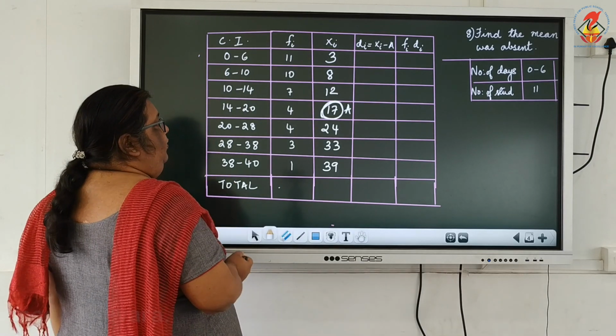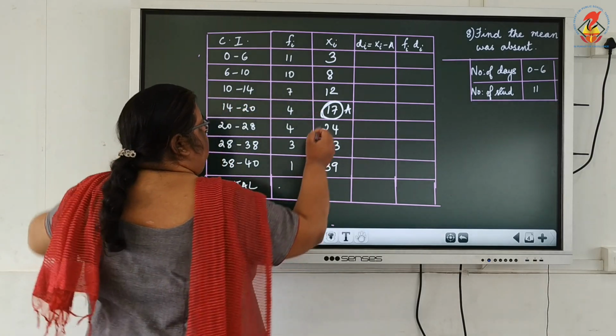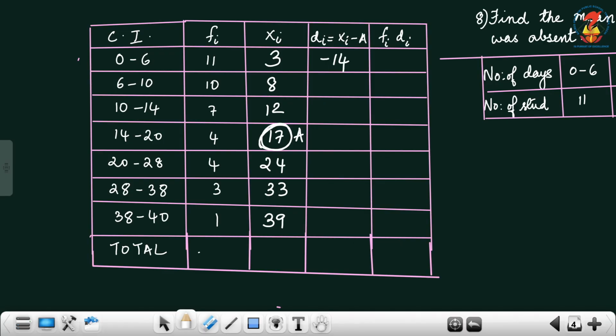Then di is equal to xi minus A. 3 minus 17. What will be 3 minus 17? Negative 14. 8 minus 17, negative 9. Negative 5, 0. Then 24 minus 17, it will be 7. Then 16 and 39 minus 17, 22. So we got our di's also.